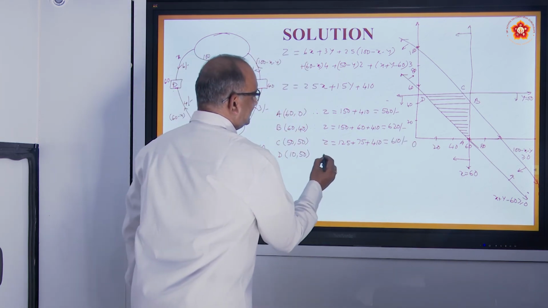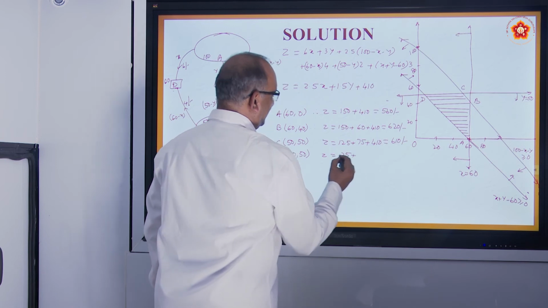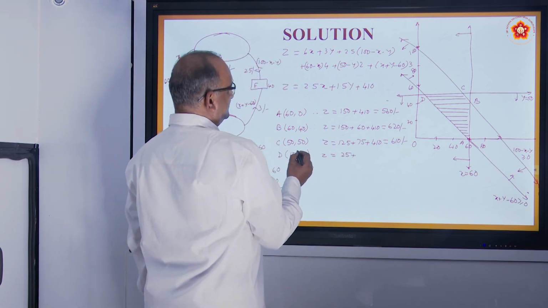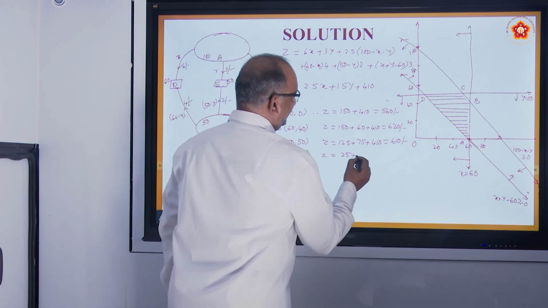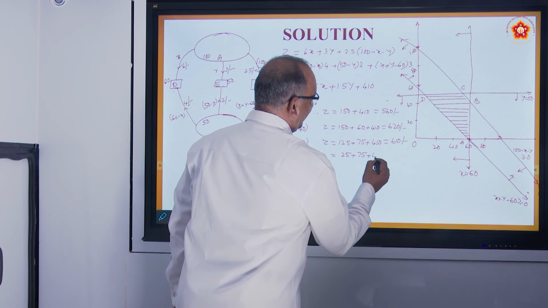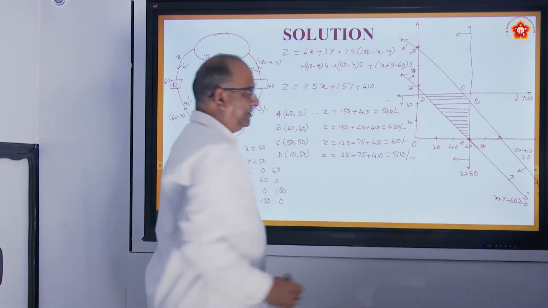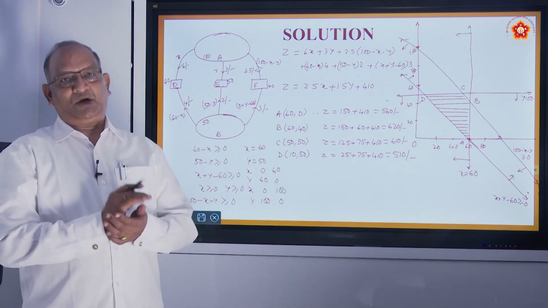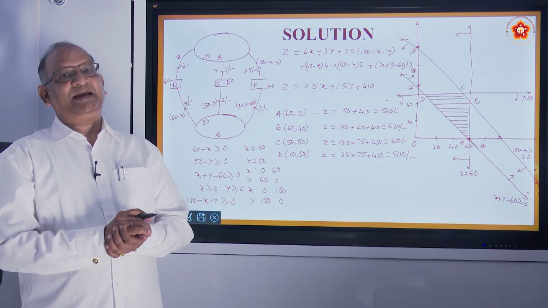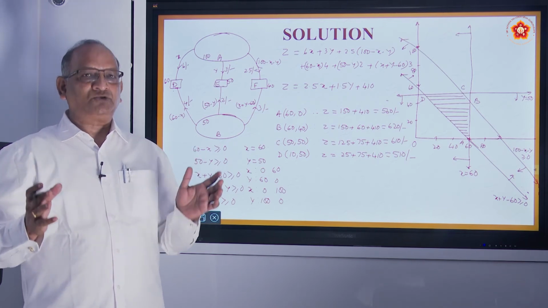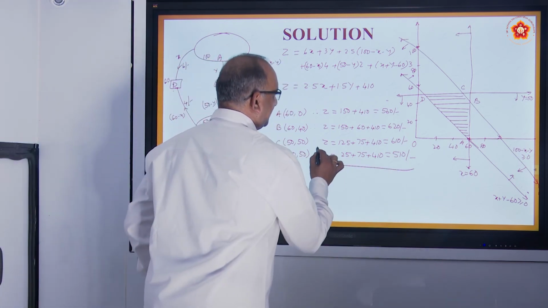And finally, Z is equal to 10 into 2.5, 25, plus 1.5 into 50, 15 5s are 75, plus 410 is 510. These are the transportation costs depending upon A, B, C and D. We need to choose the minimum. So, the minimum transportation cost is this.